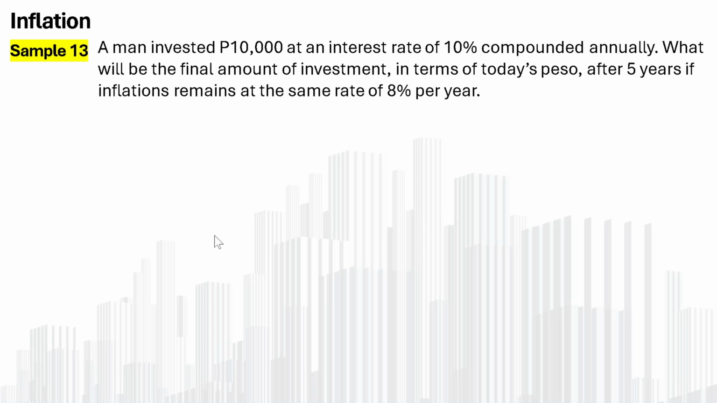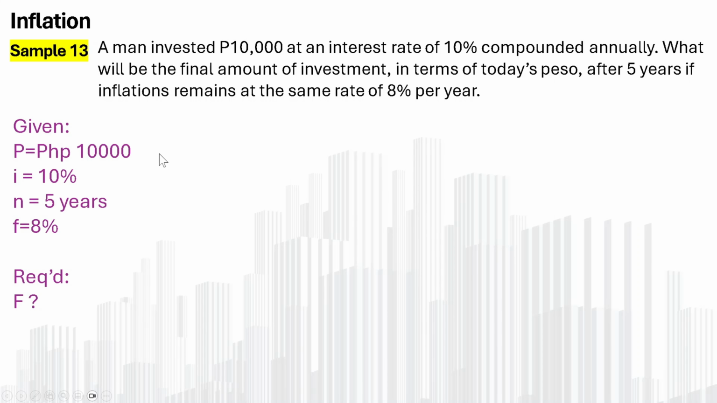Okay? So, we have a principal dito which is 10,000 pesos. Meron tayong interest rate dito at 10% compounded annually. So, okay naman siya per year. Pero, may inflation tayo at 8% per year. At tinatanong sa atin dito, ano yung final amount of the investment after 5 years? So, tingnan natin. So, ito yung given natin. We're required to find yung future amount nito despite the inflation dito.